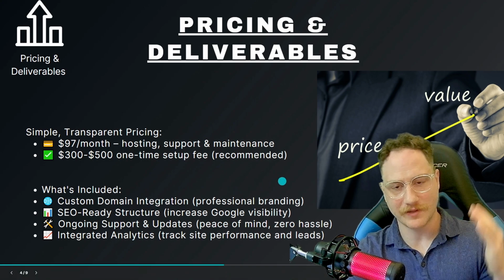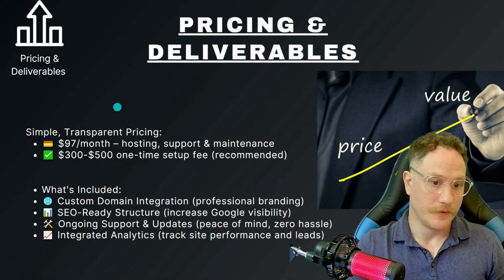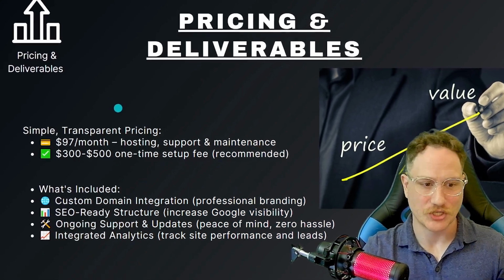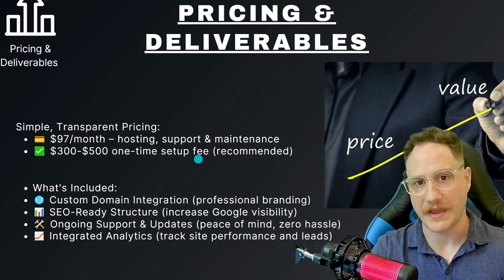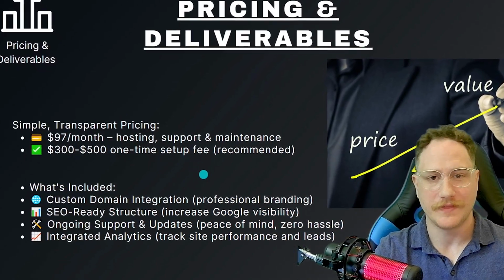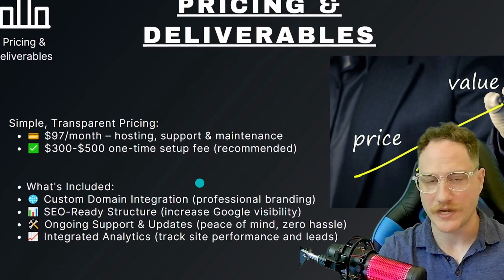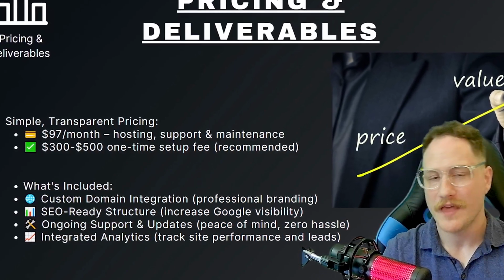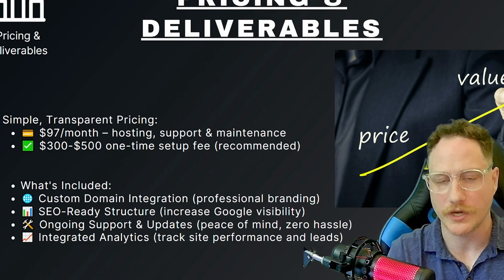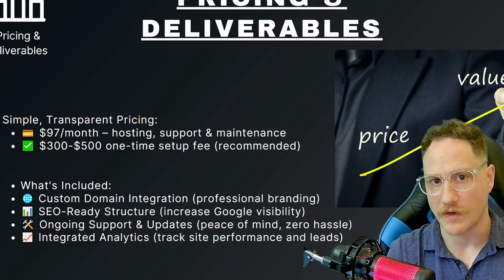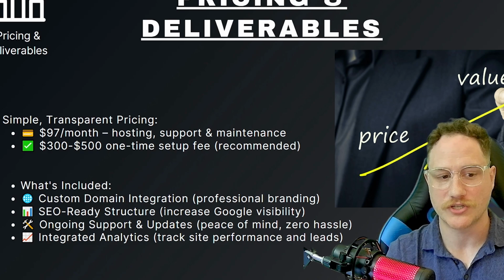Now, pricing and deliverables is a big one as well. The easiest way to start this is just do a very generic $97 a month for hosting, support, and maintenance. This keeps their website live. This allows you to come in and change anything. Let's say they change their phone number, they change their address, they add some staff, they have a new offer they want to run. You can jump in here and provide that support to them by charging them $97 a month.